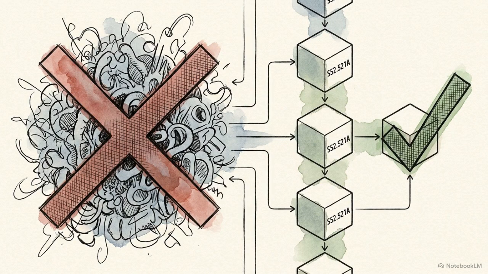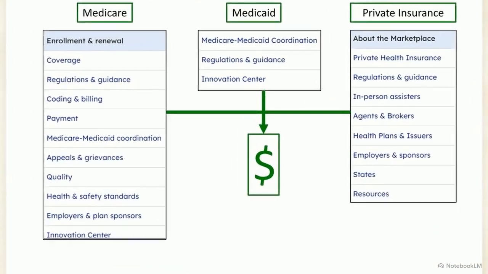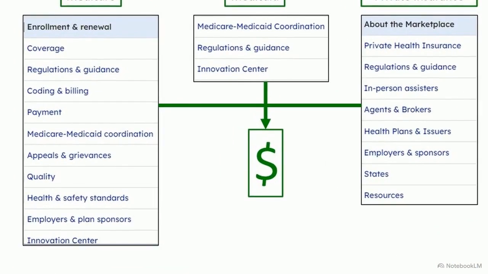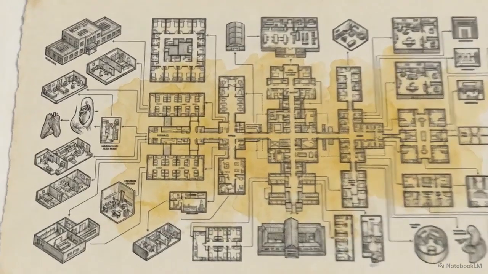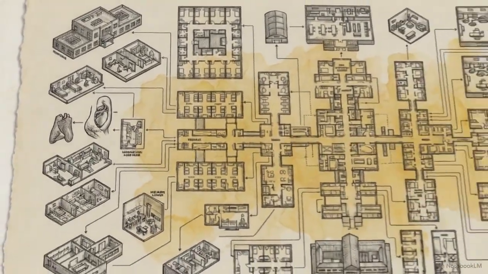This diagram illustrates the payment pathways. Whether a claim goes to Medicare, Medicaid, or a private insurance marketplace, this alphanumeric string provides the specific validation required to finalize the accounts receivable process, converting the chart into actual revenue. The financial health and survival of any medical facility rests entirely on the precision of this diagnostic translation layer.